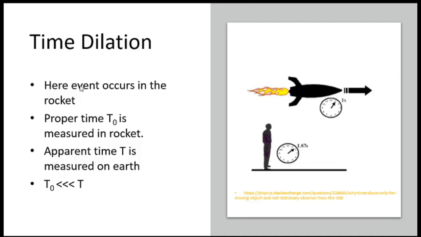Here, the event has occurred in a rocket. So the time measured by this clock in the rocket will be the proper time, and the time measured by the person on the earth will be the apparent time. So the proper time, measured in this rocket for the event which has taken place in the rocket, is less as compared to the time measured for the same event by a stationary observer.